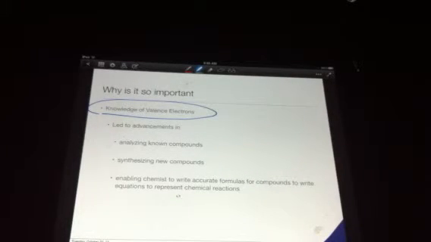Okay. Why it's important. The knowledge of valence electrons has led to advancement in analyzing known compounds, synthesizing new compounds, and enables chemists to write accurate formulas for compounds and equations in order to represent the chemical reactions.